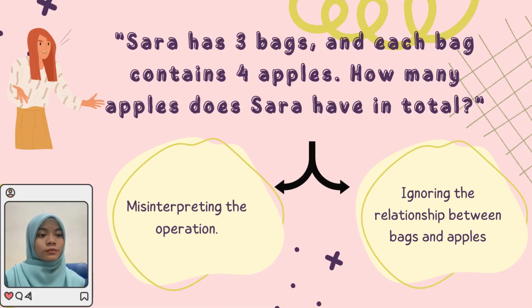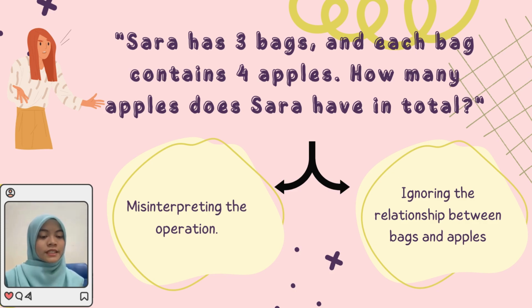Consider a multiplication problem such as, Sarah has 3 bags and each bag contains 4 apples. How many apples does Sarah have in total? So, a student might misunderstand this problem in the following ways. The first one is misinterpreting the operation. The student might add the number of bags, which is 3, and the number of apples in each bag, which is 4, instead of multiplying them. So, they might answer, Sarah has 7 apples, instead of the correct answer, which is 12 apples.